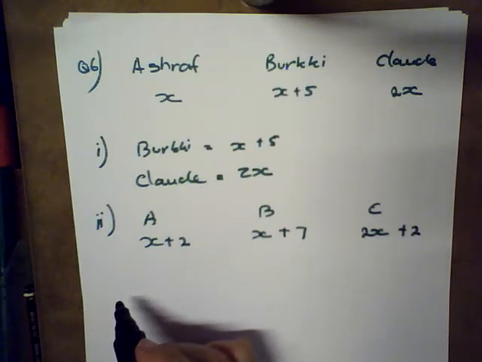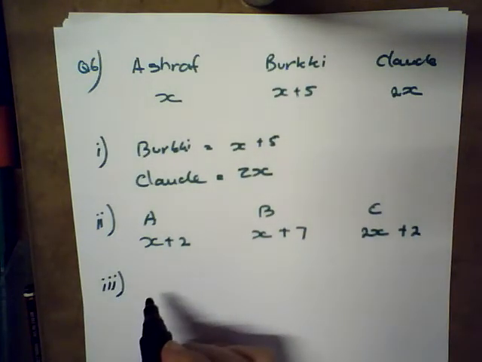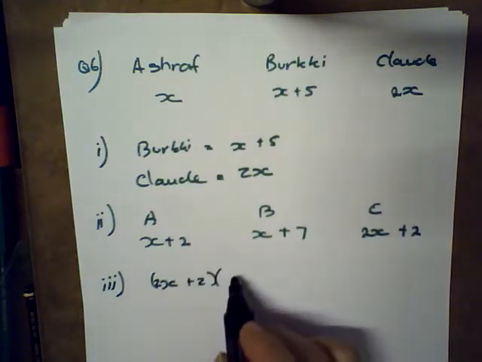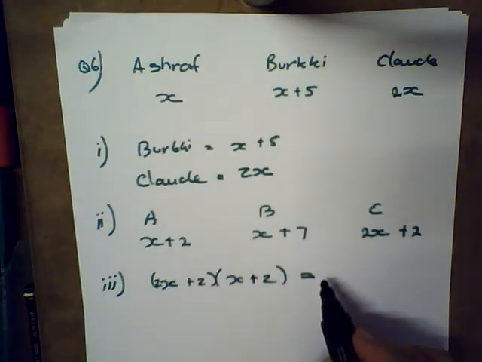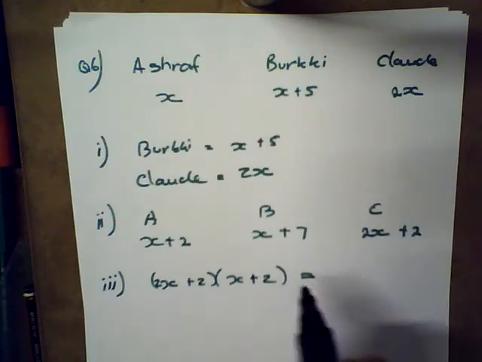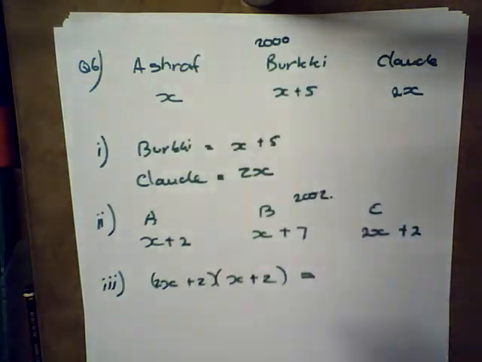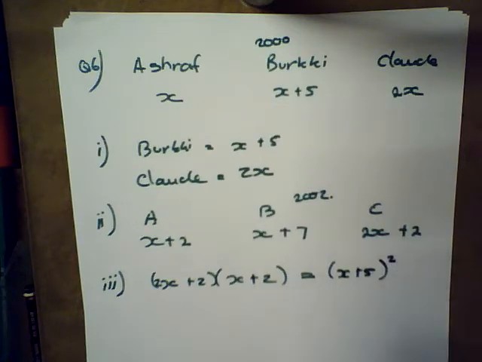Next one. The product of Claude's age and Ashraf's age on 1st January 2002 is the same as the square of Berkey's age on 1st January 2000. Okay, so we've got to be a little bit careful in reading here. The product of Claude's age and Ashraf's age. Product is multiplication, is the same as the square of Berkey's age in 2000. So this was 2000 and that one is 2002. Berkey's age in 2000 would be x plus 5, and it's the square of that.